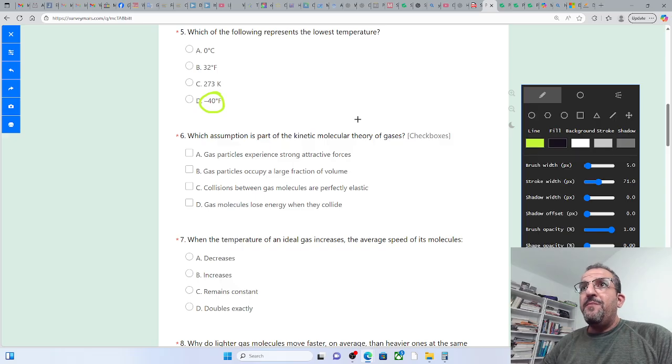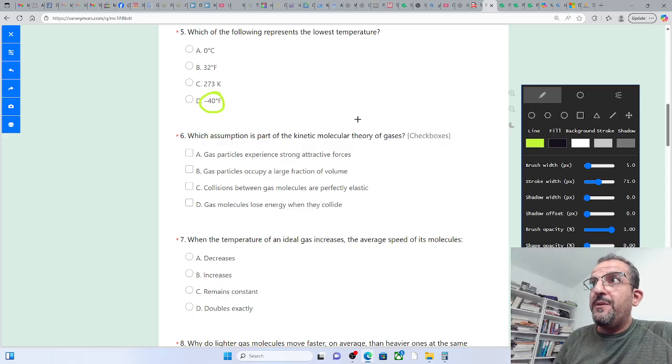Number 6. Which assumption is part of the kinetic molecular theory of gases? Let's check each one of them. Gas particles experience strong attractive forces. Gas particles occupy a large fraction of volume. Collisions between gas molecules are perfectly elastic. Gas molecules lose energy when they collide. Okay, so this is the assumption.